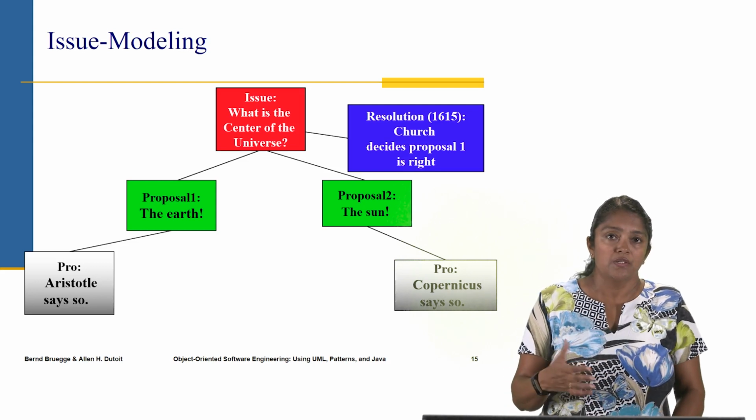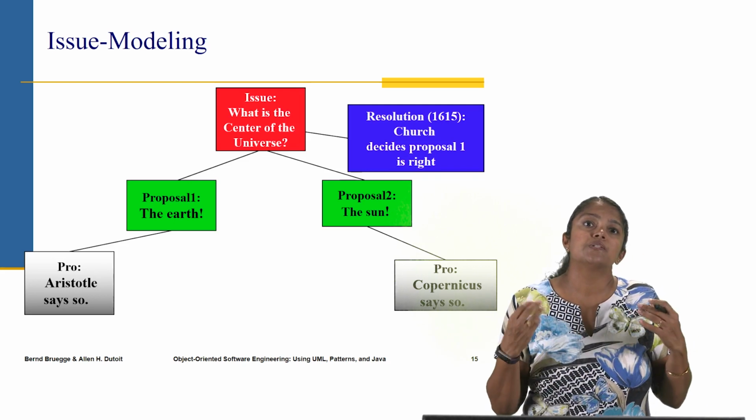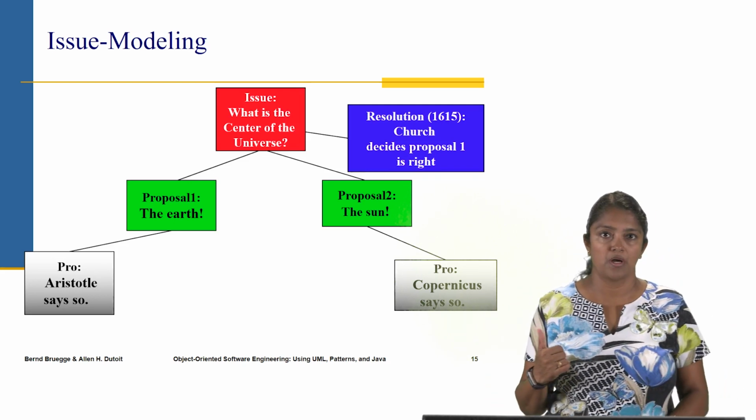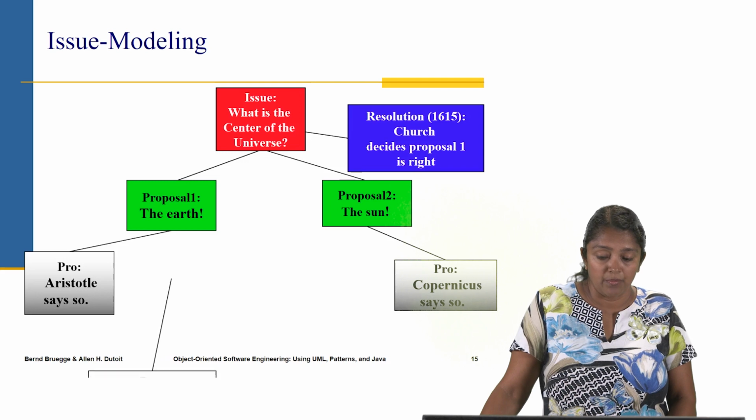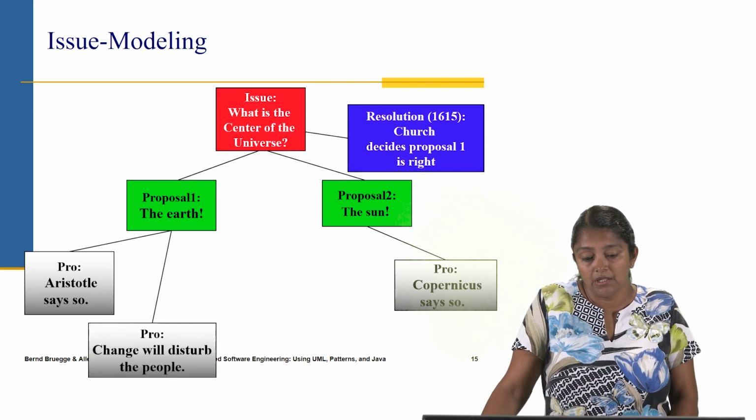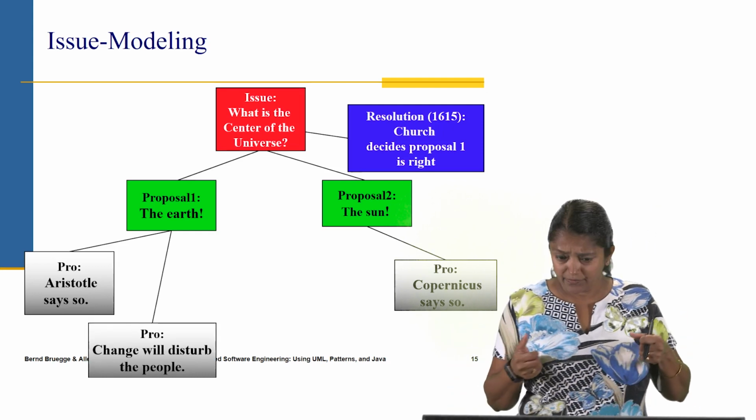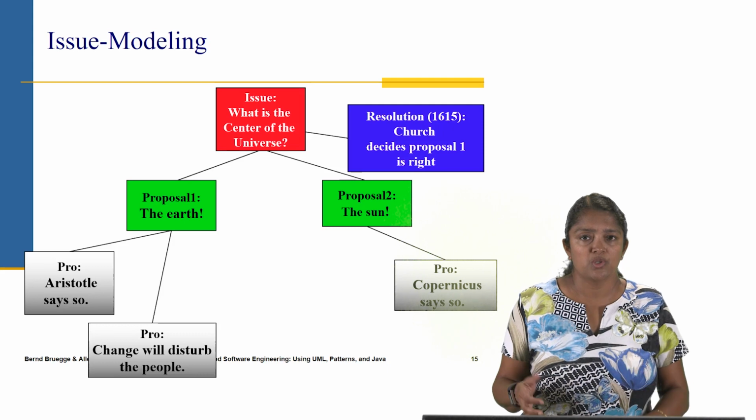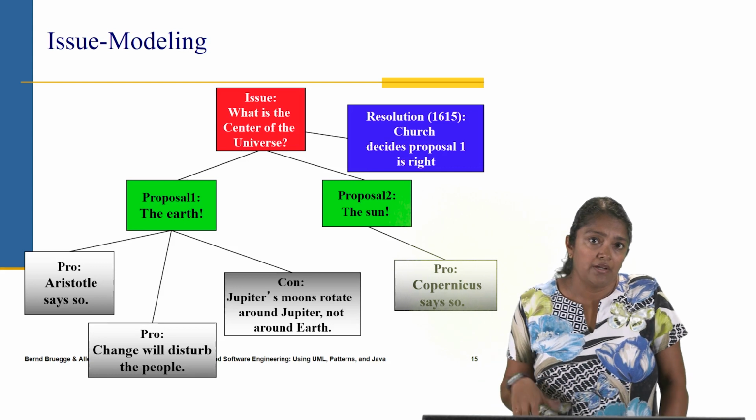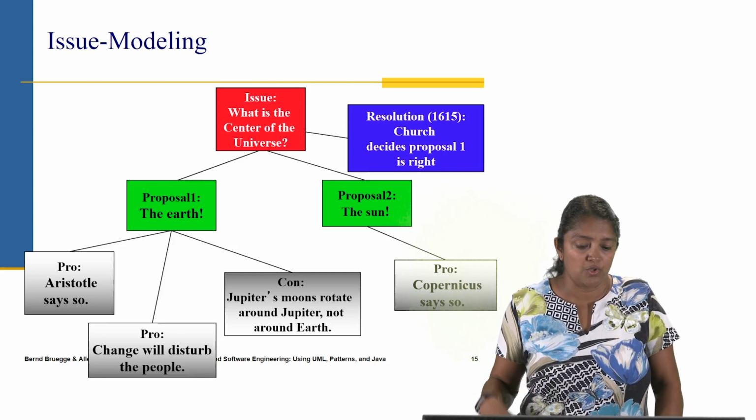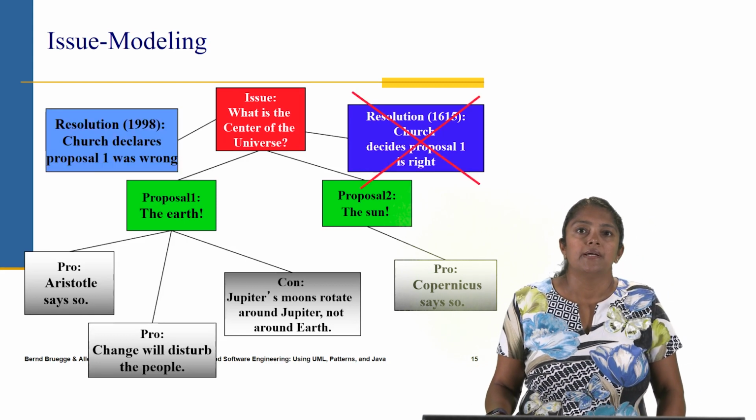There are pros and cons for every proposal, and the purpose of this issues model is to keep track of all of those pros and cons, all of the arguments that were made. So we've recorded our pros, and then we go ahead with the arguments. The pro for proposal 1 is that we should stick with it because change will disturb people. But the con is that we have additional evidence that Jupiter's moons rotate around Jupiter and not around Earth. So it doesn't make sense for proposal 1 to be correct, and so on.